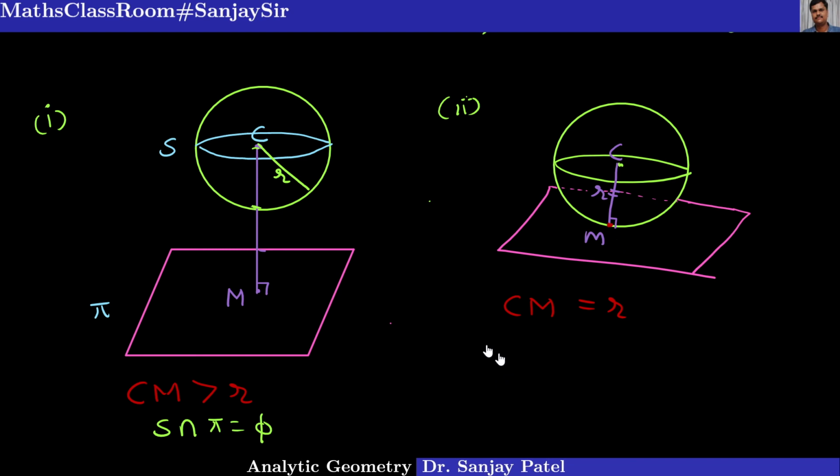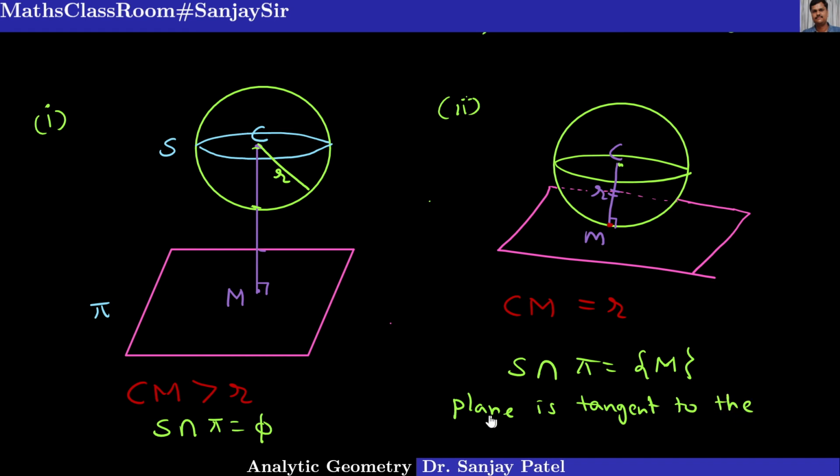So in this case, I can write S intersection pi is equal to M. It is equal to M. So I can say the plane is tangent to the sphere in this case.